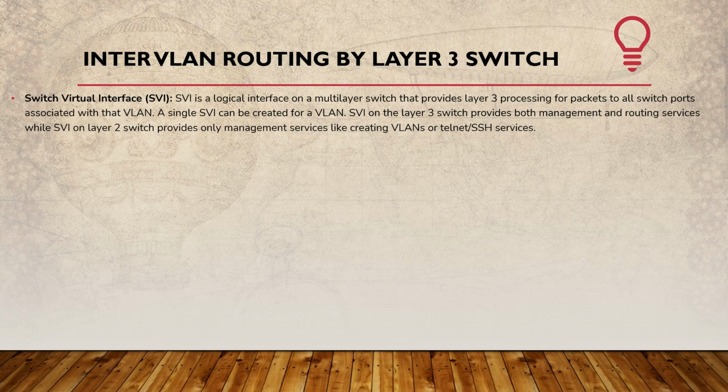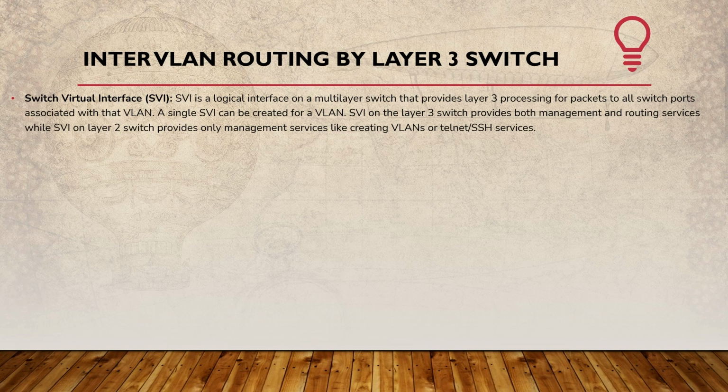In the layer 3 switch, we need to create a switch virtual interface. Just as we created sub interfaces in the router, in a similar method we need to create a switch virtual interface. An SVI is a logical interface on a layer 3 switch which provides layer 3 processing of packets to all switch ports associated with a particular VLAN. If I am creating an SVI on VLAN 10, then that SVI will be the gateway of the VLAN 10 network.